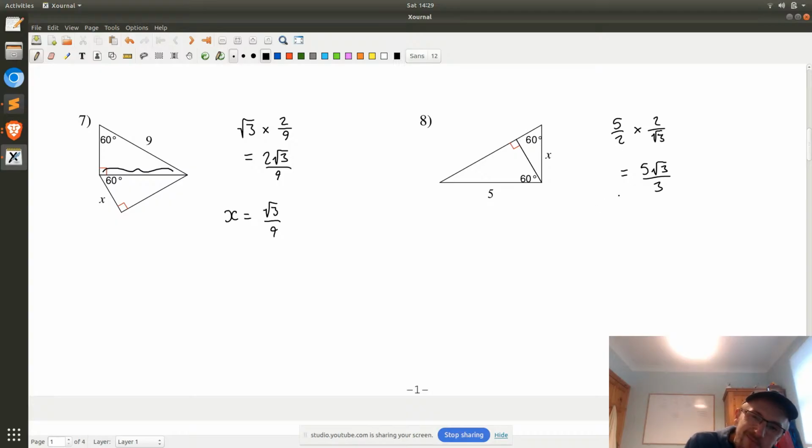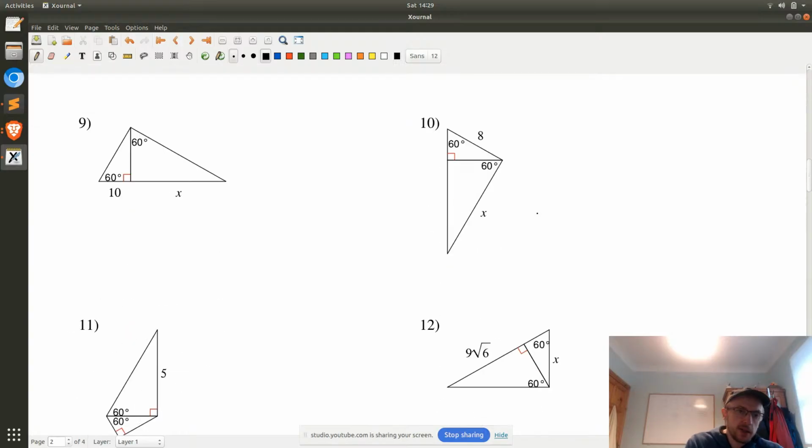Although I think that could have been found a different way, couldn't it? Oh, it definitely could have, because look, the larger right triangle is similar to the entire thing. So yeah, that's kind of redundant, that was.